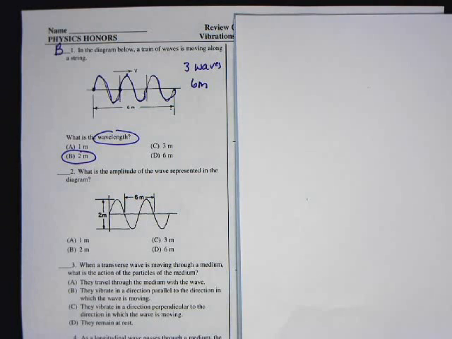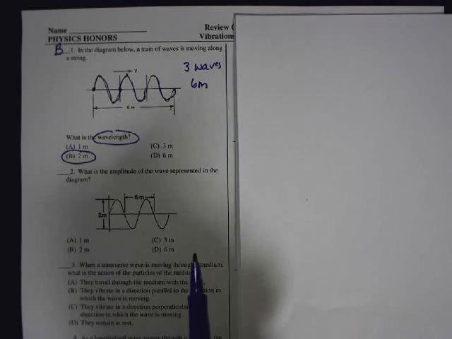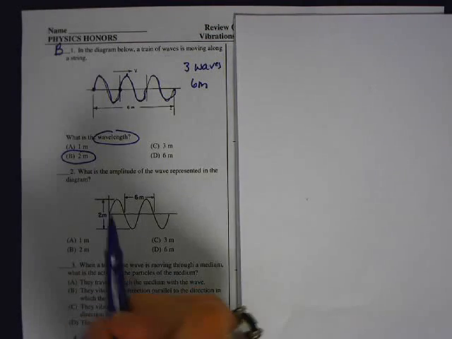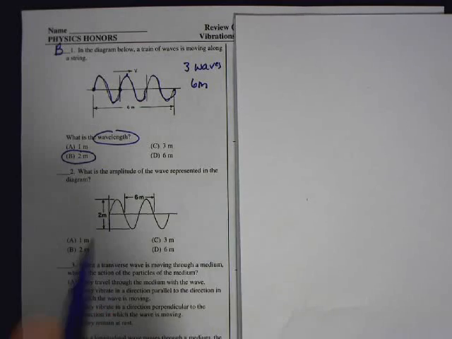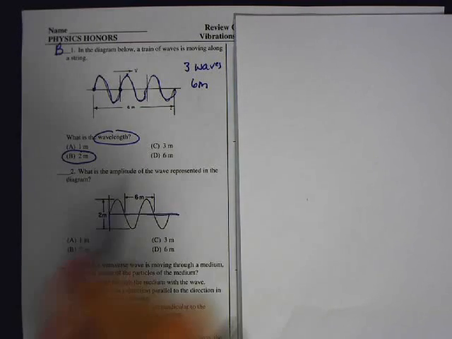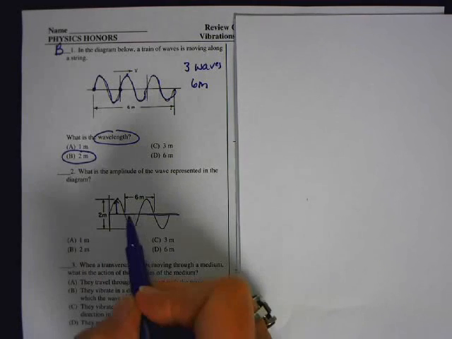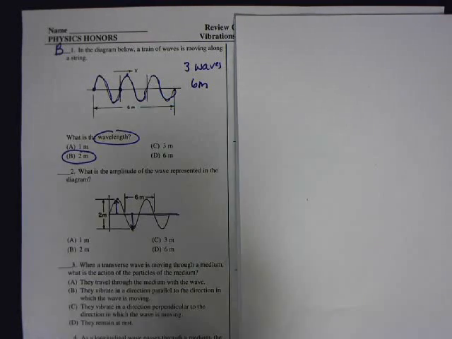Number 2, what is the amplitude of the wave represented in the diagram? So I'm looking at my picture. What's the definition of amplitude? Well, in waves, and in physics, we always have to have a frame of reference. So our frame of reference is the rest position. The amplitude is from the rest position to the crest, which is the top of the wave, or it's from the rest position to the trough, which is the bottom of the wave.